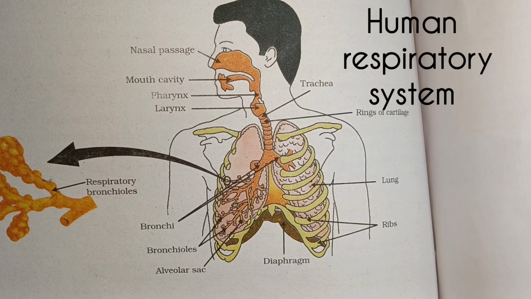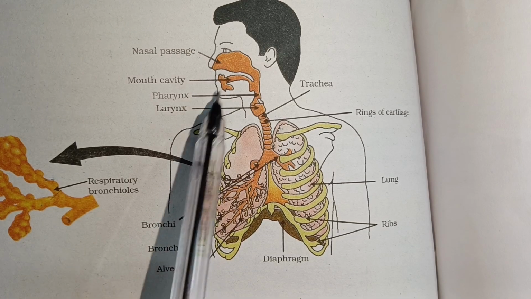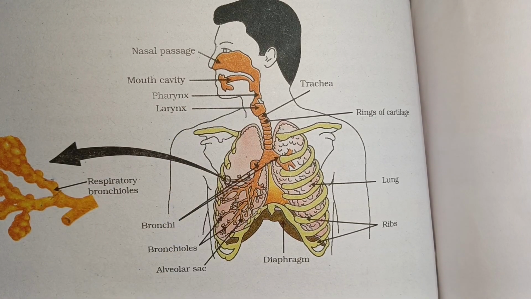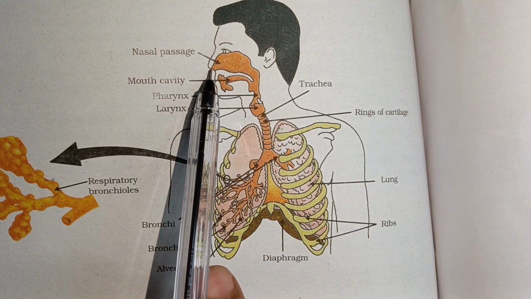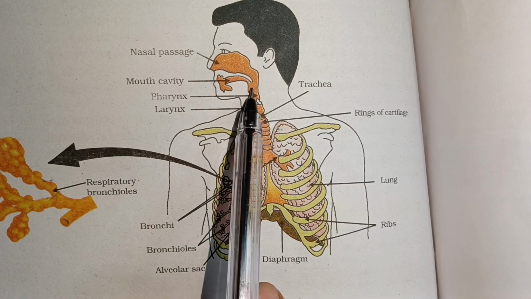As you can see here, the diagram of our respiratory system. So this is our nasal passage and this is mouth cavity. You can see the common connection. That's why sometimes if you drink the water by mouth, it will come along with your nose. From the nose you will get that water back due to the common passage between both of them.